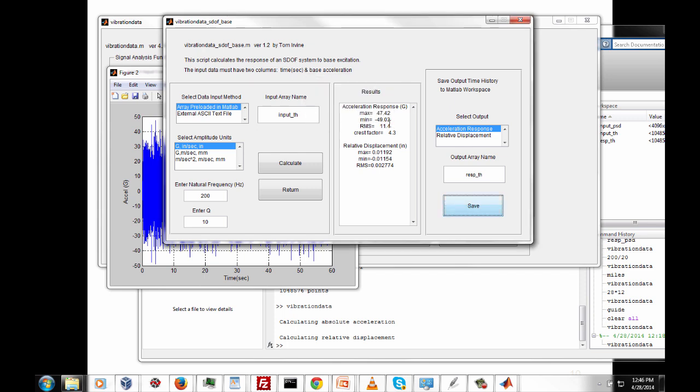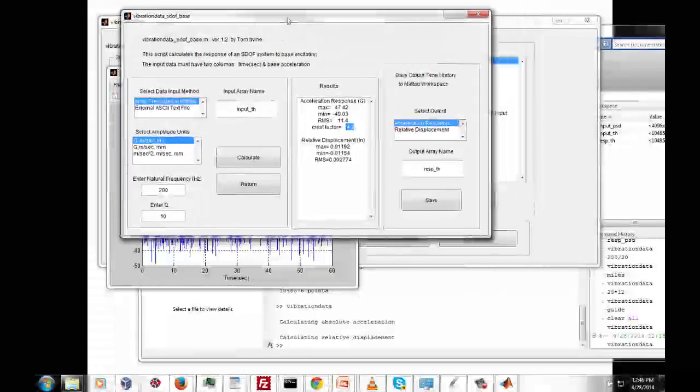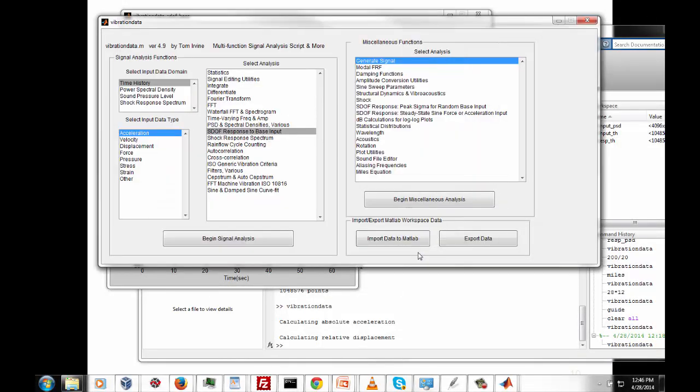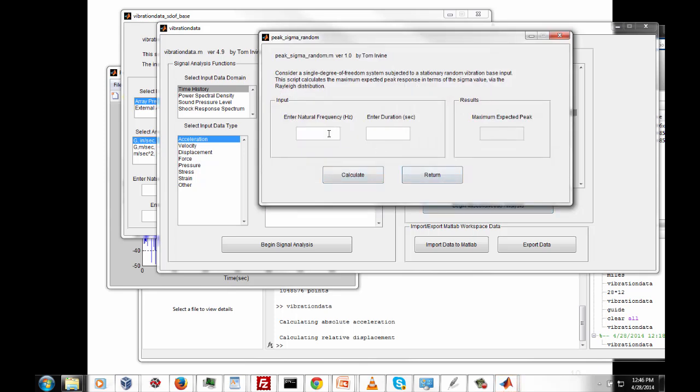Let's see what we get. Our RMS response is 11.4 GRMS. Then the maximum and min values are shown there. So our crest factor is 4.3. And there is a theoretical crest factor from the Rayleigh distribution. In fact, if we go to miscellaneous, single degree of freedom response, peak sigma for random base input. Let's begin that analysis.